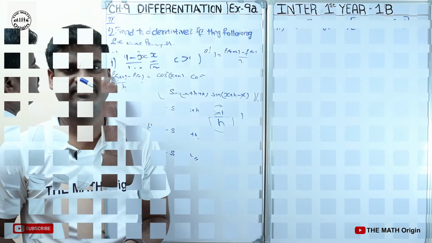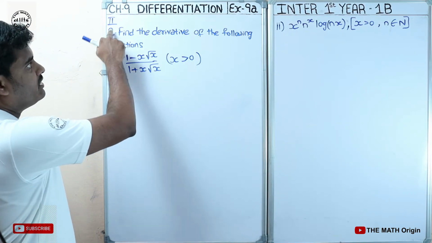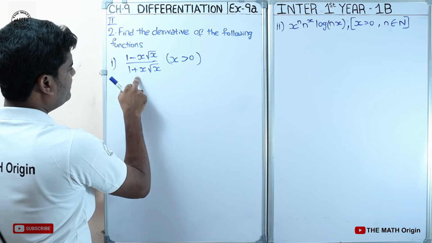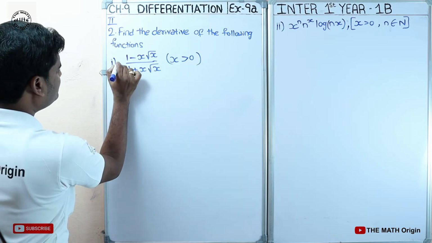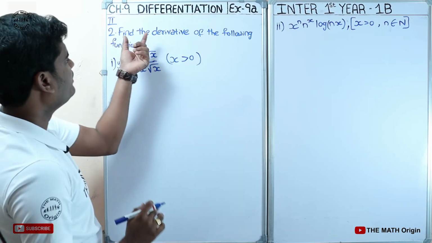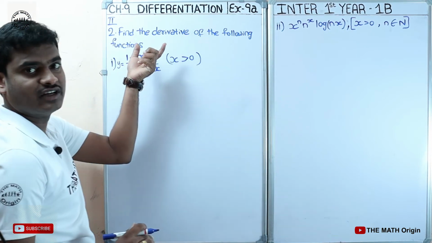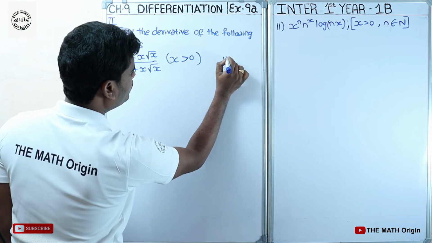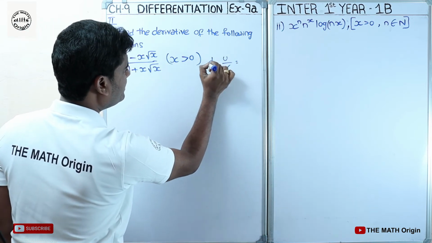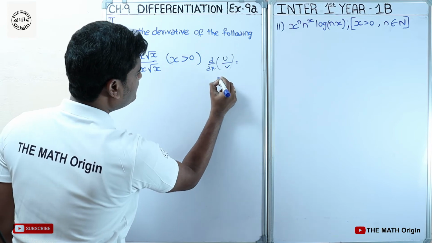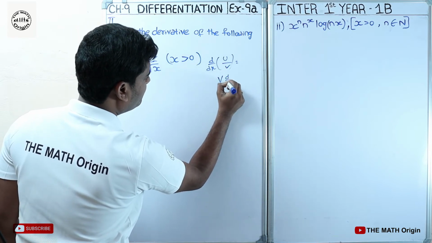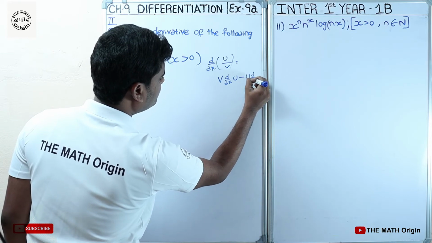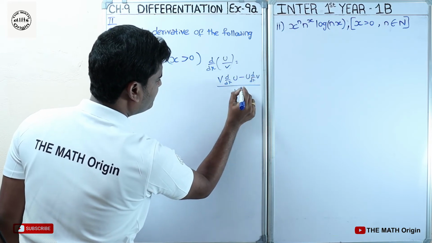First bit from the second question of second section. Question 1: 1 minus x root x by 1 plus x root x. Okay, let's take this as y is equal to. Now we need to find the derivative of the following functions. Okay, so if you see, the question is in the form of u by v. d by dx of u by v means v into d by dx of u minus u into d by dx of v, whole divided by v square.